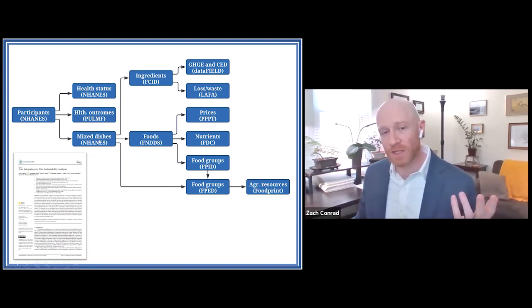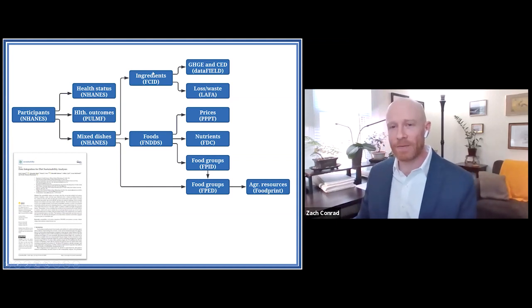And then if you take those mixed dishes and break them down into ingredients, you can use that data to estimate greenhouse gas emissions and cumulative energy demand with Datafield, which again, we'll talk about, and also estimate loss and waste.